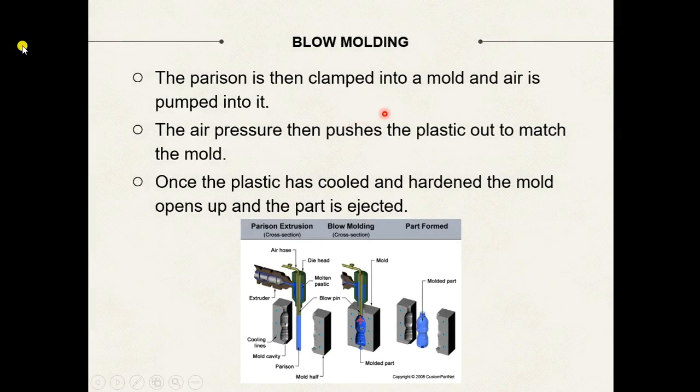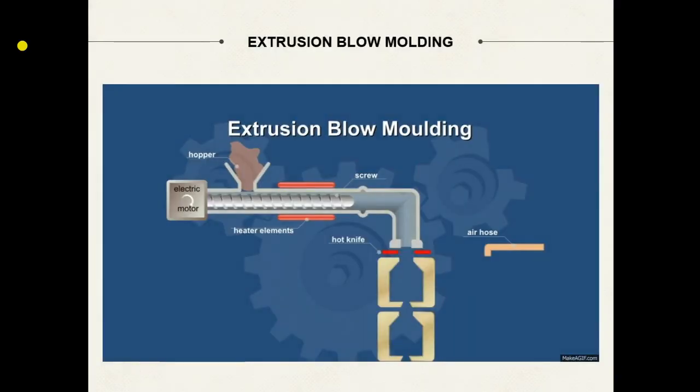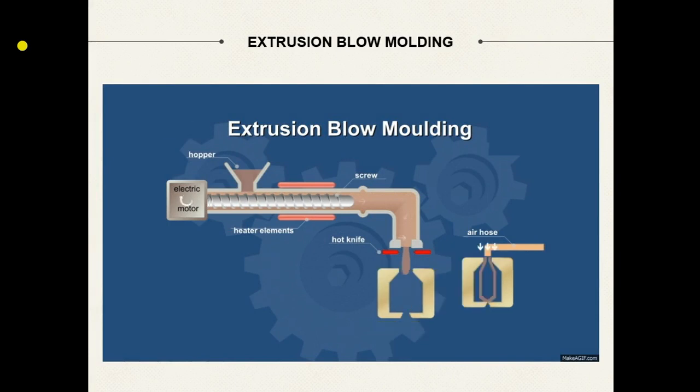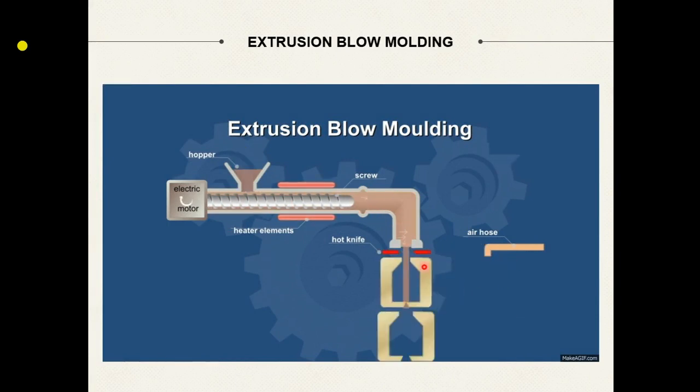The parison is then clamped into a mold and air is pumped into it. The air pressure then pushes the plastic out to match the mold. Once the plastic has cooled and hardened, the mold opens up and the part is ejected. This is an animation of the extrusion blow molding. The parison is being put into here and the air will be pumped into the parison.